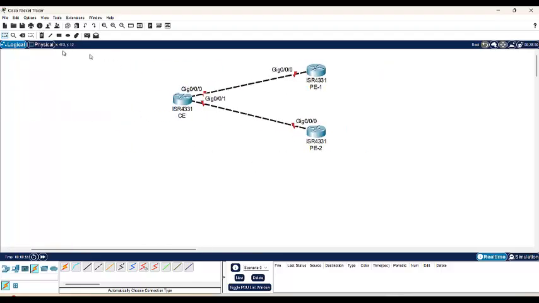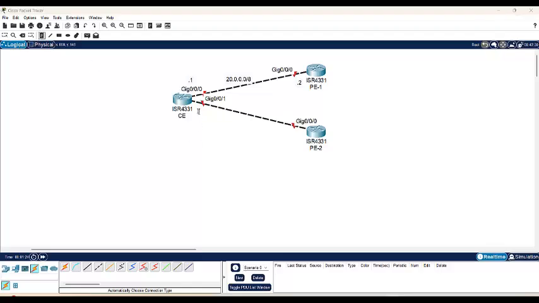Now the IP address in between the CE and PE1 is 20.0.0.0/8, which means on this side it is dot 1, and on this side it is dot 2. I hope you understand what it means. 20.0.0.2 here, 20.0.0.1 here.